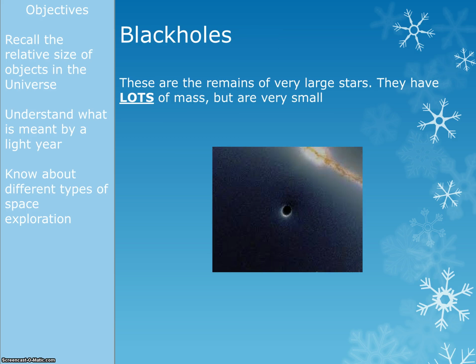The black holes we need to know about are just the remains of very, very large stars. So the biggest stars at the end of their life cycle become black holes. Now they are really, really massive, so they've got lots and lots of mass, but they don't take up much space, so they're very, very small. And it's because they have all that mass concentrated in a small space that they act the way they do. Light can't escape them because their gravity is so strong that everything, including light, gets pulled in. So black holes are actually very small.